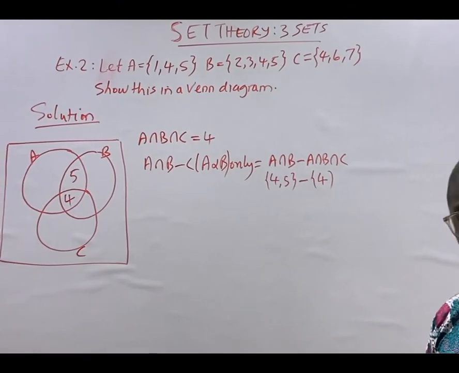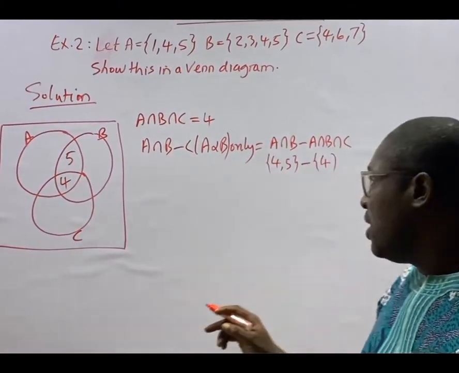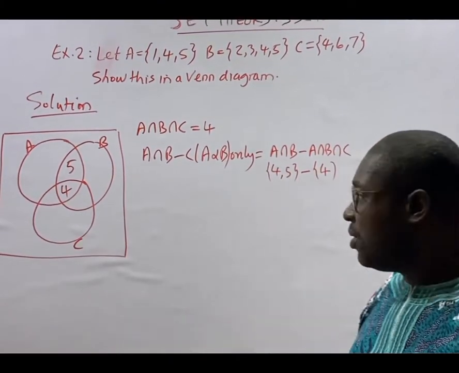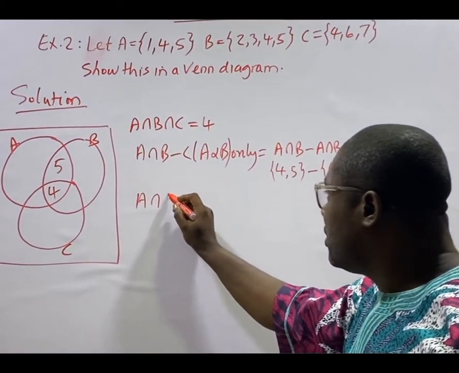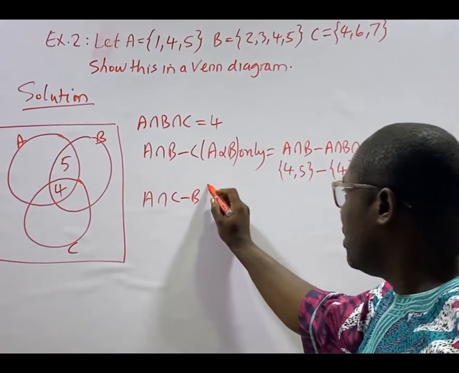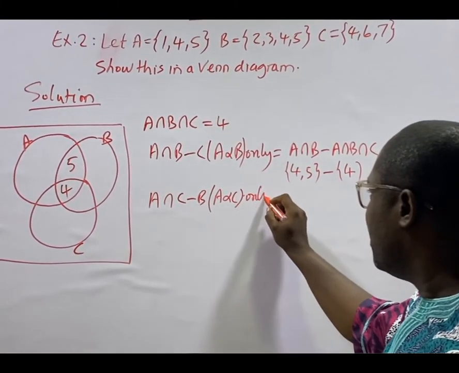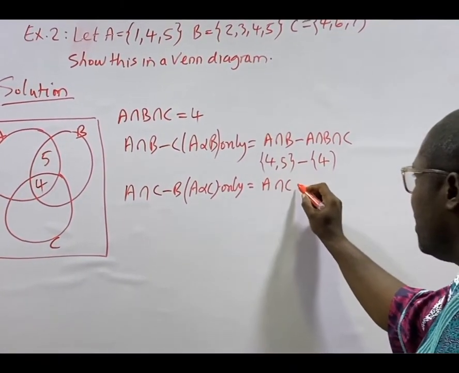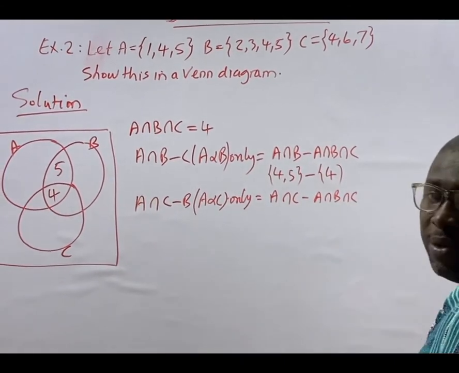We're solving it. I trust you're following. So we must deal with this before we go to this. Now, let's deal with this one. This one is A intersection C minus B. That's A and C only. That will be A intersection C minus A intersection B intersection C.